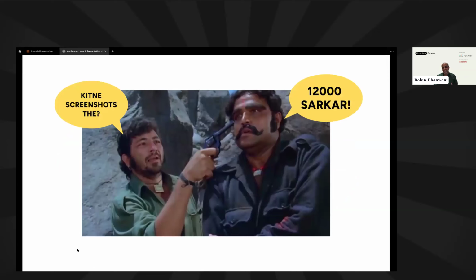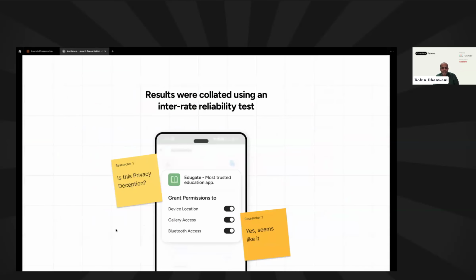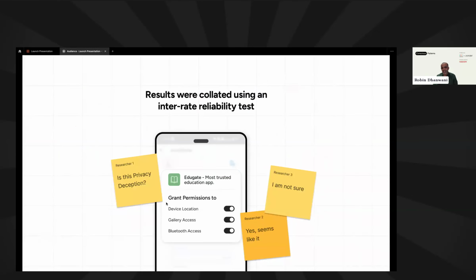Can you just imagine the scale of this effort? It was over 12,000 screenshots. This is a peek into how our Figma boards looked, with tons and tons of screens that we analyzed and came to these insights. And results were collated using an inter-rater reliability test.